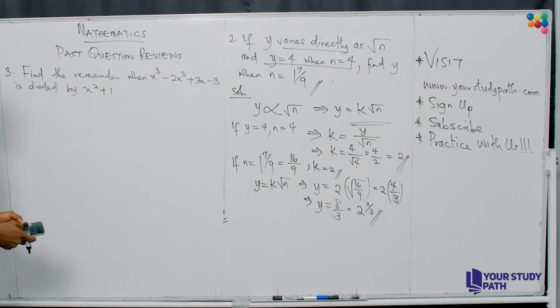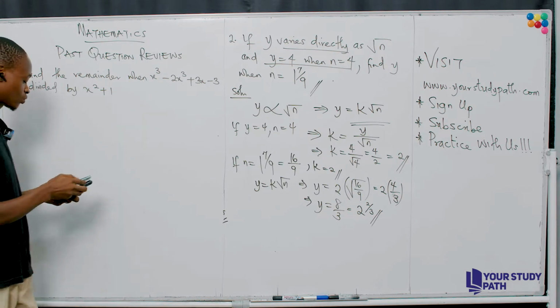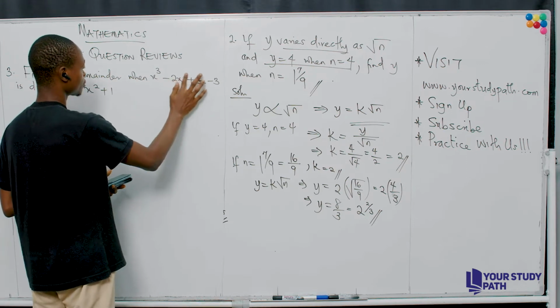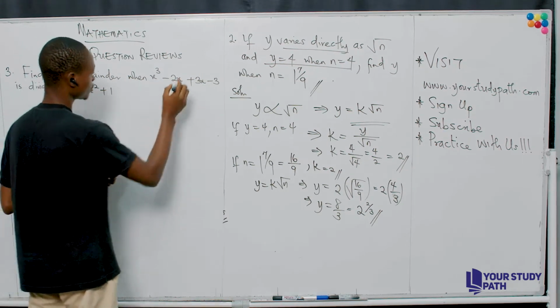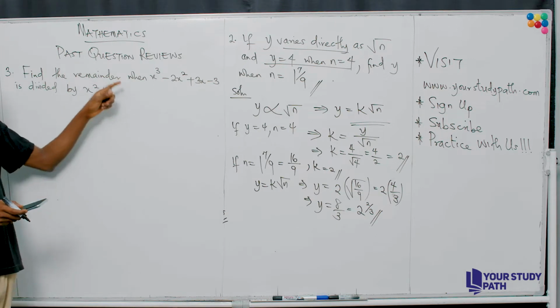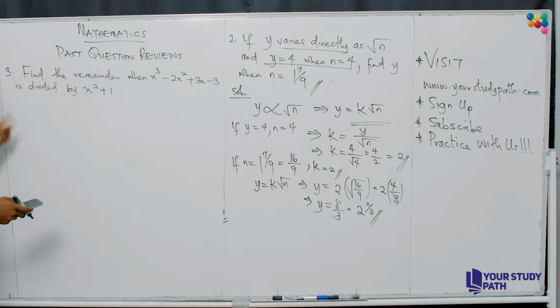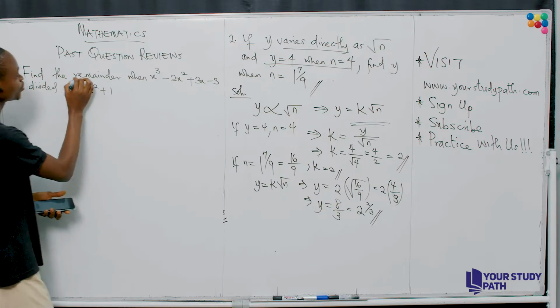Okay, so the question is find the remainder when x cubed minus 2x squared plus 3x minus 3 is divided by x squared plus 1. Okay, that's good. So this is the question. We have to look for the remainder.